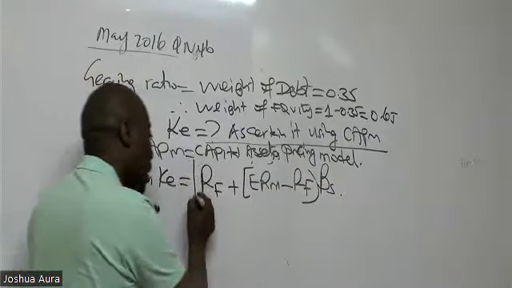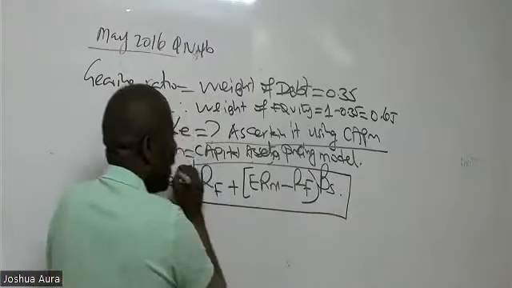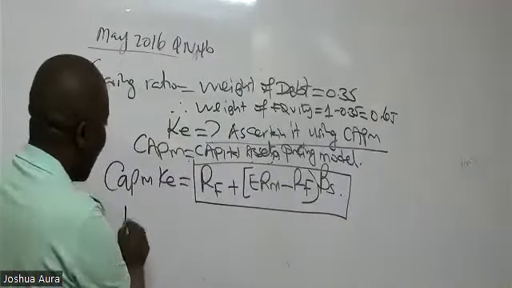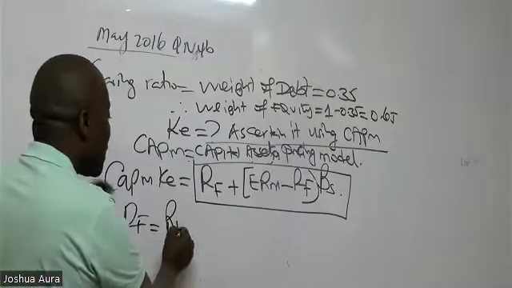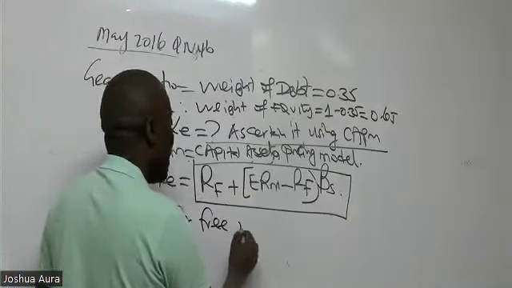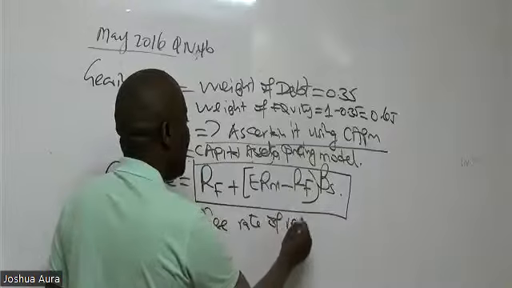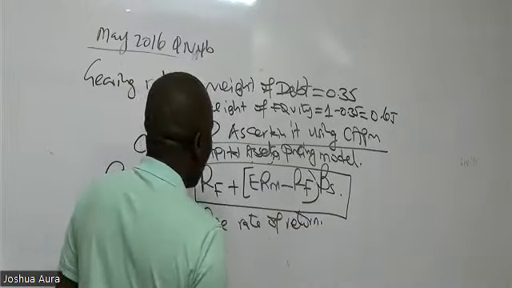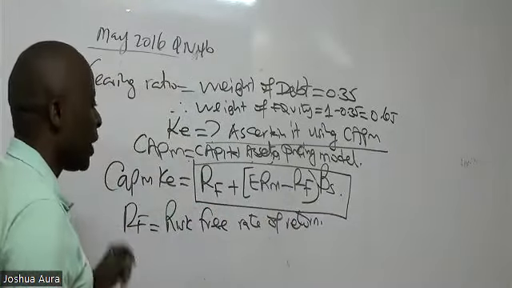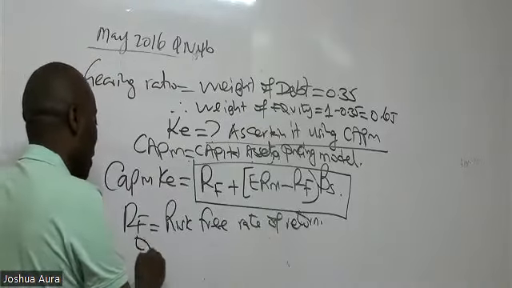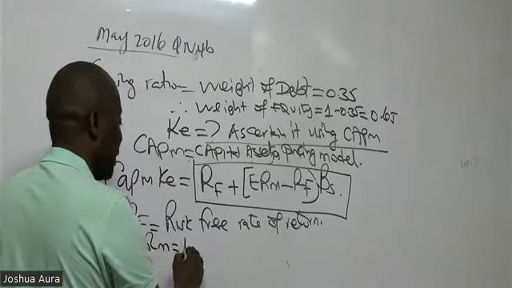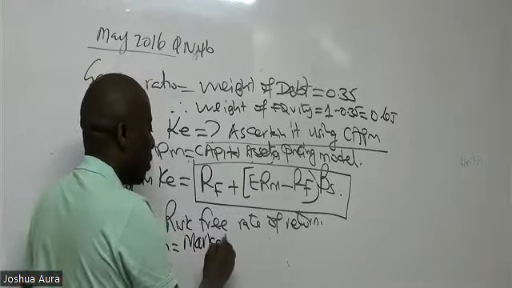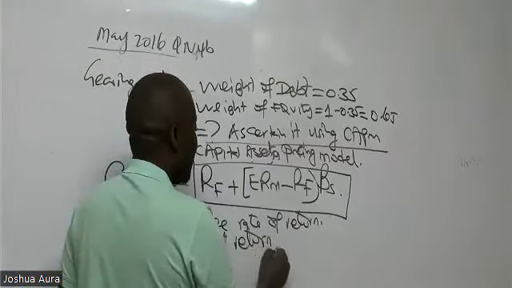For now, what I would want you to do is to cram this. Please go there and highlight this. RF is the risk-free rate of return. And then we have ERM. ERM is the market return. Just call it market return.